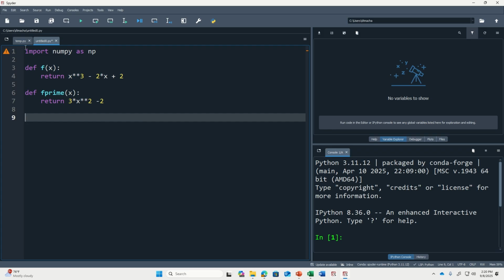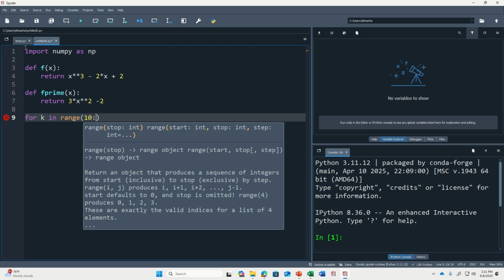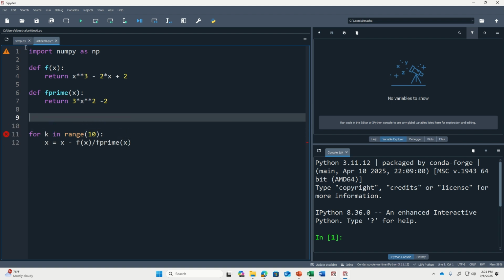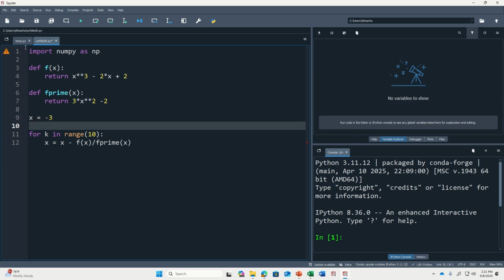And then we need to have a loop at some point. So we say for k in range 10. And what are we going to do on each iteration? We're going to say x is equal to x minus f of x divided by f prime of x. So we need to define x. Give it some value to start with. Maybe x equals -3 to start. And the only problem it says is I haven't even used my NumPy library.